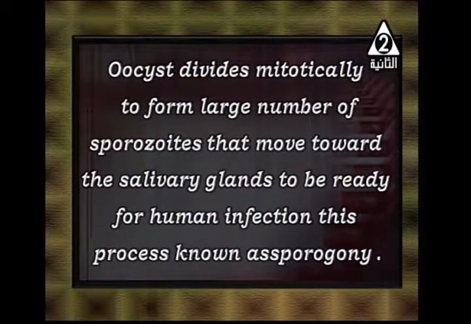After that, it is followed by mitotic division, normally like any sexual reproduction, to form a large number of sporozoites. In the cycle, it continues more and more, moving toward the salivary gland, to be ready for human infection and so on. And this process we have a name for, which is called sporogony, the multiplication or repetition of the infection by the malaria parasite.